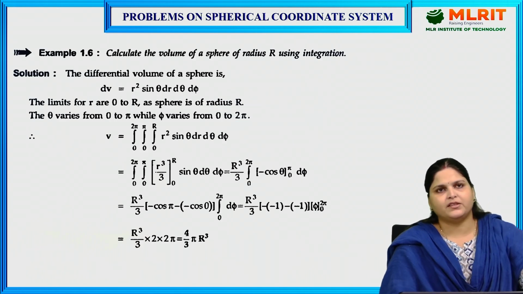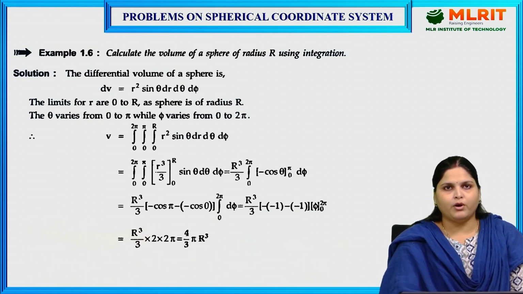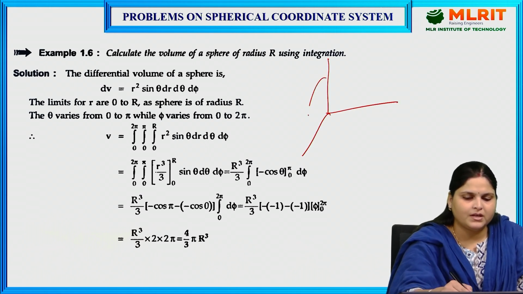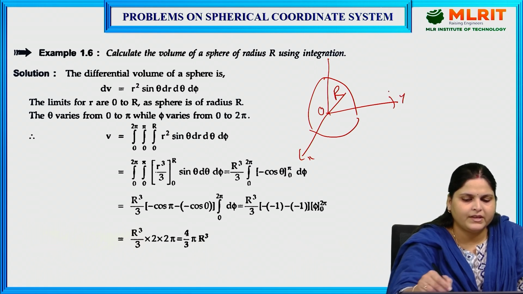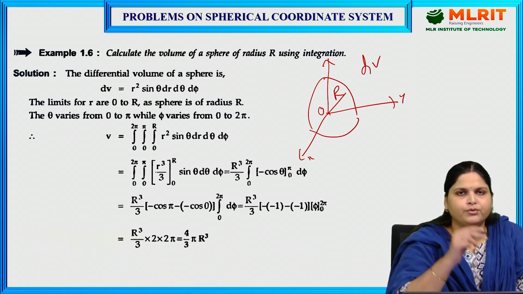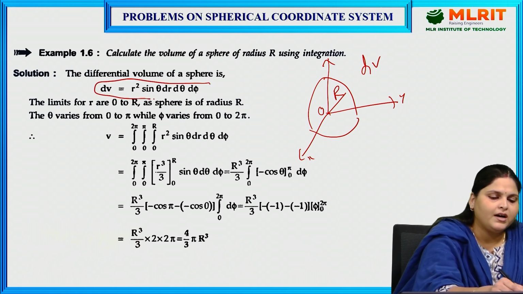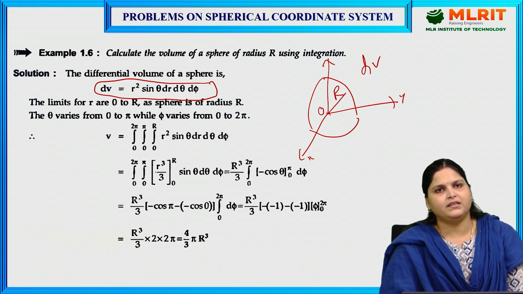Now let's take the problem. In the first problem we have to calculate the volume of a sphere whose radius is r. This is our arrangement. Its radius is r. This is 0. We need to find out its volume. So what is the volume formula? It is r square sin theta dr d phi d theta.